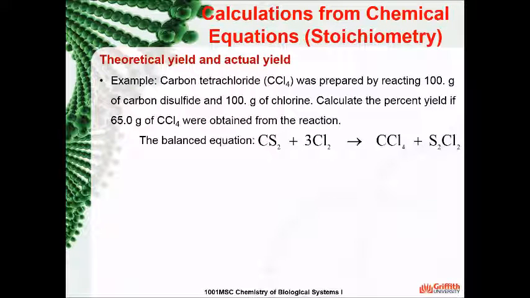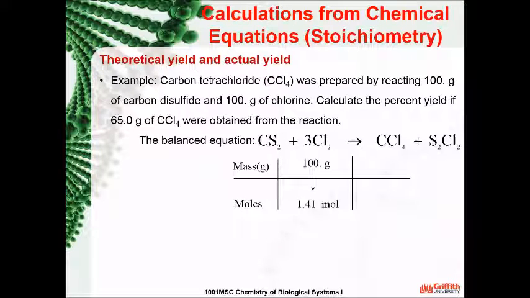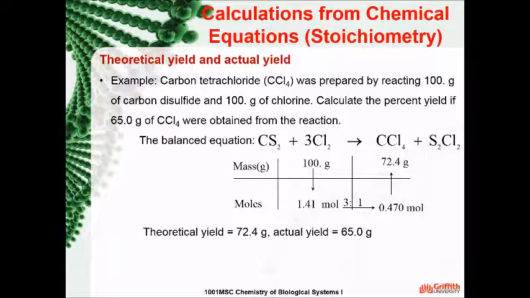Now we can determine the theoretical yield for carbon tetrachloride by using our table. As per the calculation before, there are 1.41 moles of Cl2. The ratio is 3 to 1, so this means that we have 0.47 moles of carbon tetrachloride. Using the molar mass, we calculate the mass, which is 72.4 grams. So according to the equation, we should have obtained 72.4 grams.